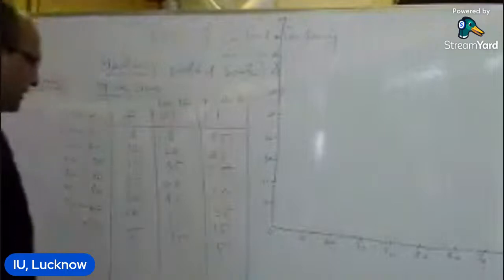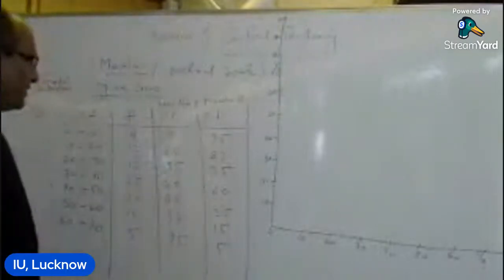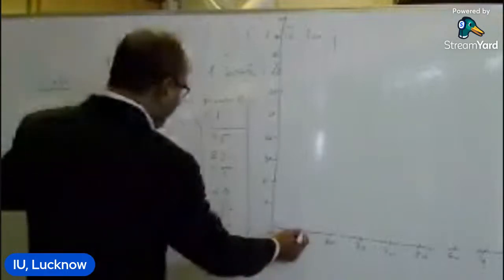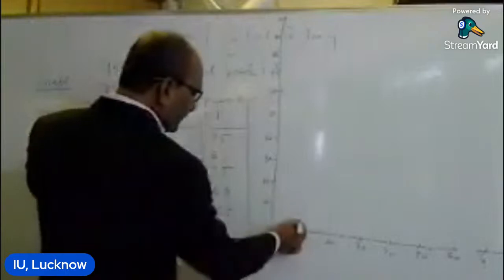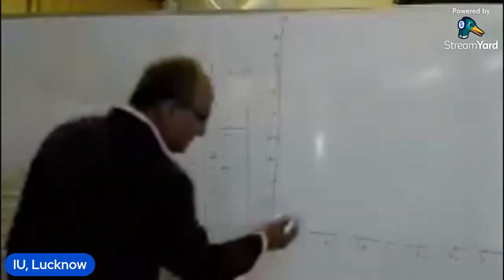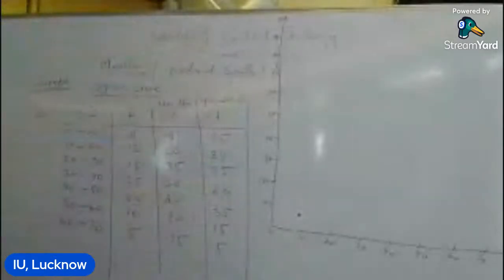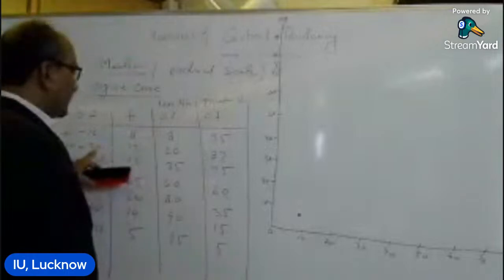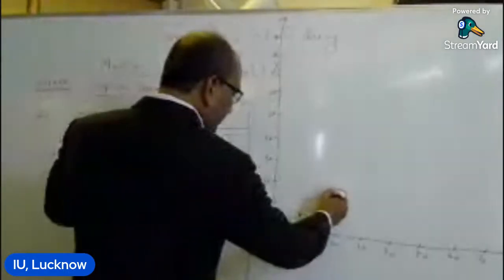So first we draw the less than type cumulative frequency on the graph. Less than type means 0 to 10. At 10 the value is 8, so the frequency will be somewhere here. We point this black point at 8. Less than 20 the cumulative frequency is 20, so somewhere here.